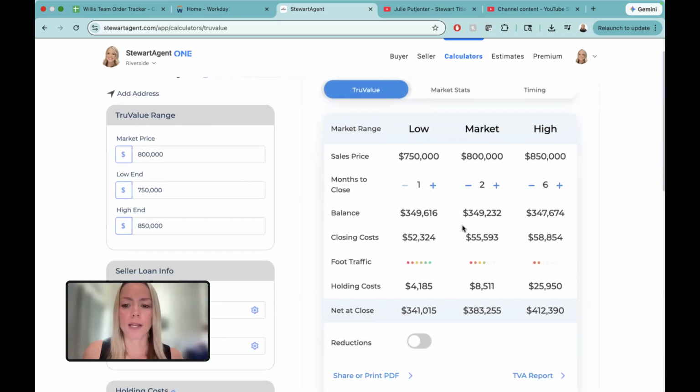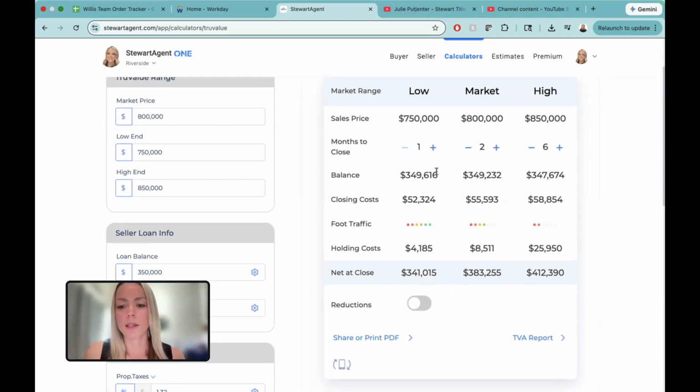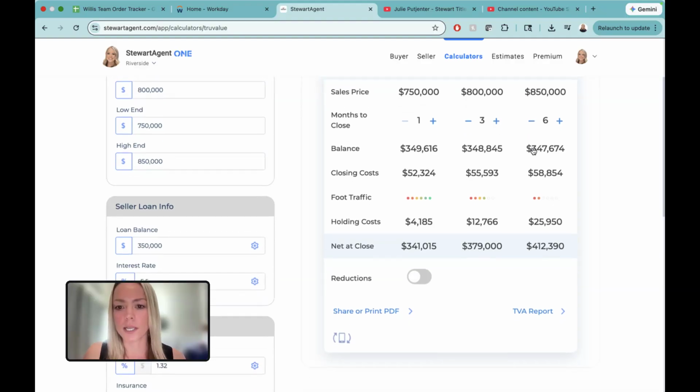Then over here on the right-hand side, you're going to get a really cool breakdown that shows how much money they are losing every month that the home sits on the market. You can toggle these. You can increase this if in your market properties are sitting for an average of 90 days. You can change this up to 3 months. You can change this up to 8 months if you feel like some of the higher valued ones are sitting a little bit longer. Change this for your market and what you're seeing.